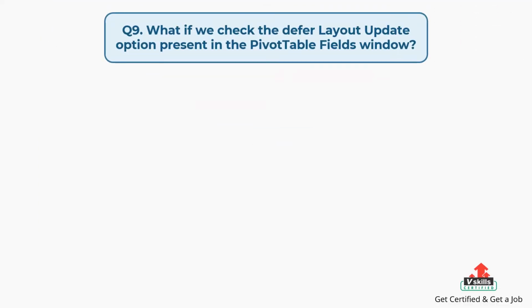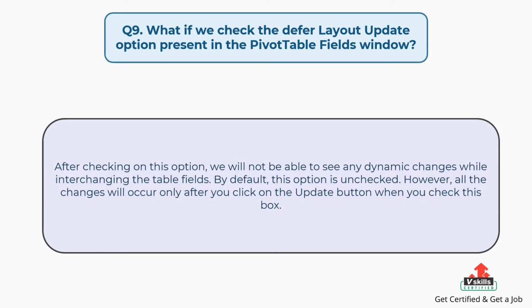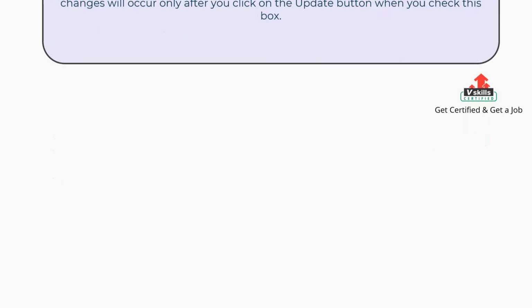Question number 9. What if we check the Defer Layout Update option present in the Pivot Table Fields window? The answer is, after checking on this option, we will not be able to see any dynamic changes while interchanging the table fields. By default, this option is unchecked. However, all the changes will occur only after you click on the Update button when you check this box.